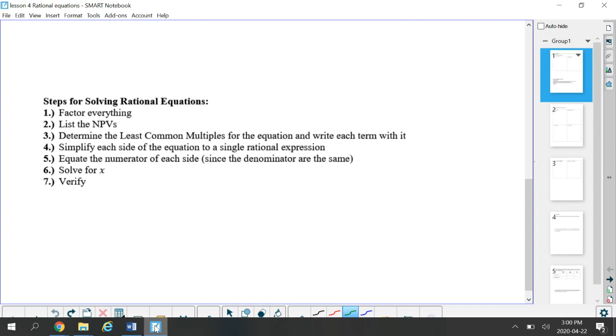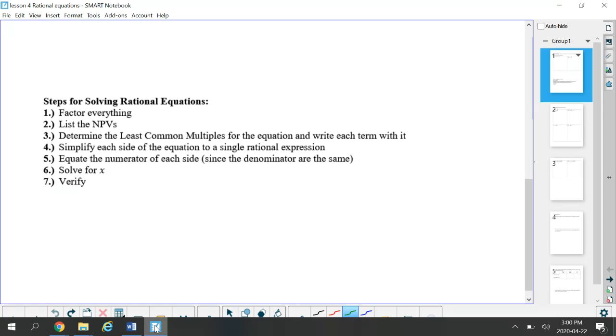There are steps for solving rational equations. Step number 1 is factor everything if possible. Step number 2 is list the non-permissible values. A non-permissible value is the value of the variable that makes the denominator of your rational expression equal to 0, and a rational expression with denominator 0 is not defined. Step number 3 is determine the least common multiple for the equation and write each term with it.